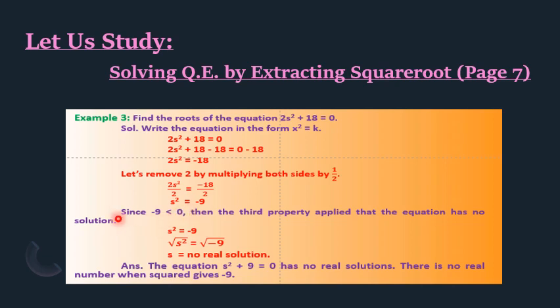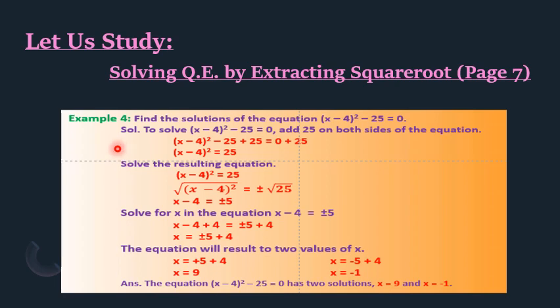Since negative 9 is less than 0, then the third property applies. So, we square root s squared, so s is left. Then we square root negative 9. Take note, you cannot square root a negative number. So, therefore, no real solution. Answer: the equation s squared plus 9 is equals to 0 has no real solution.